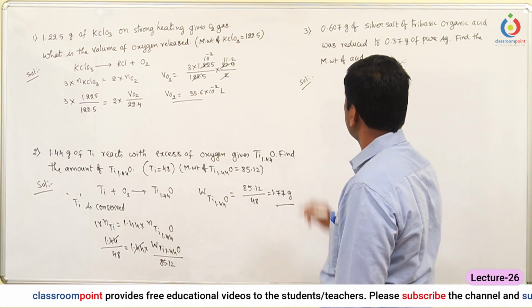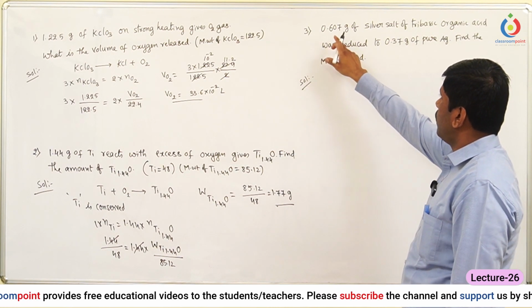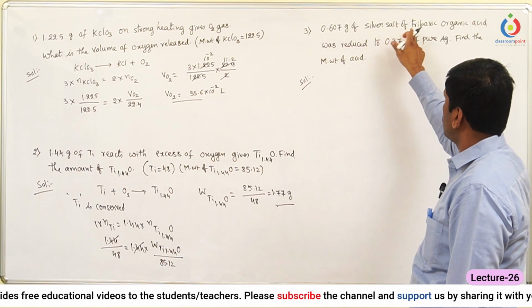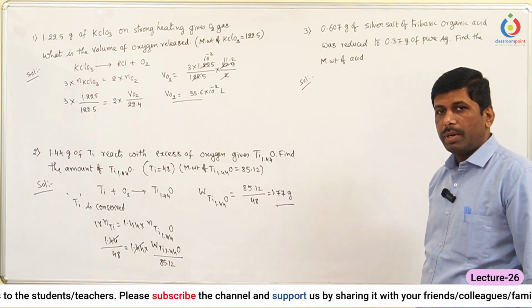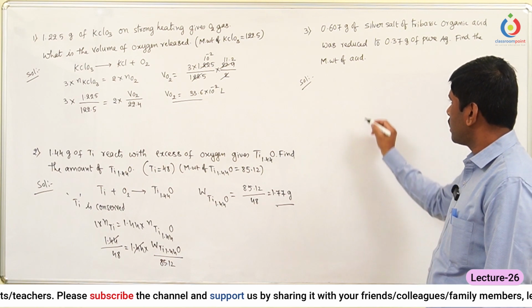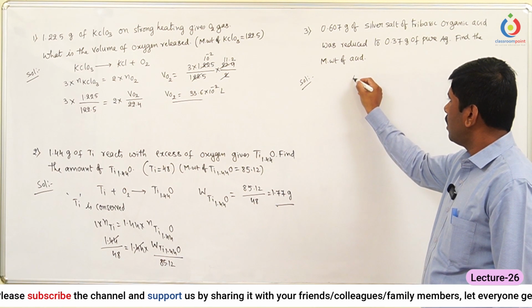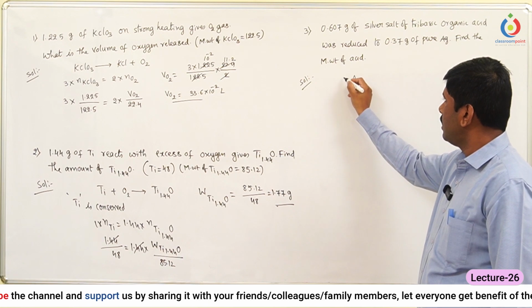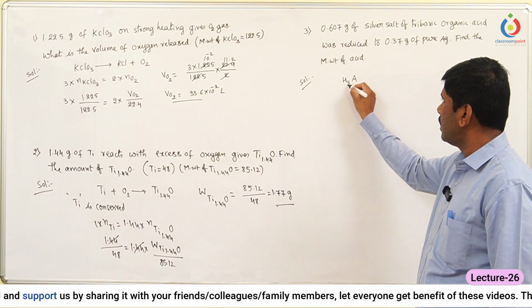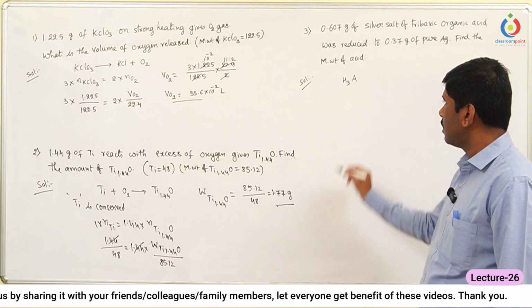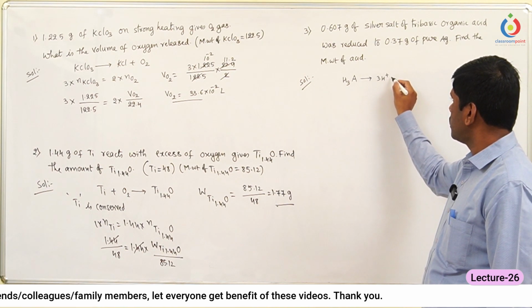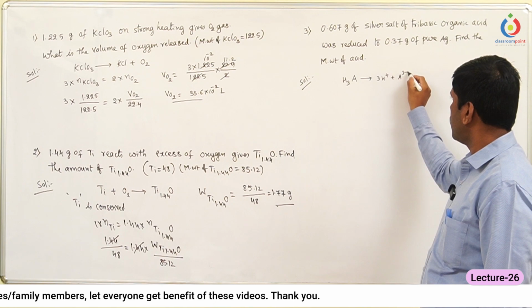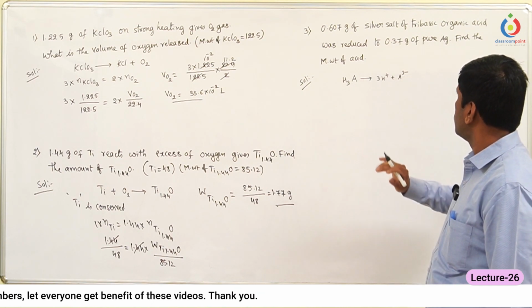So the next question, 0.60 grams of silver salt of tribasic organic acid. They said organic acid, but the molecular formula is not given. Let us consider the organic acid as A, and they said it is a tribasic acid, so it is able to release 3 H plus ions. On dissociation it releases 3 H plus ions plus A3 minus. This is the dissociation.